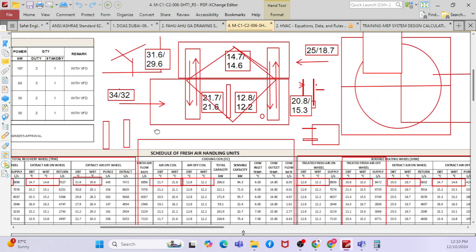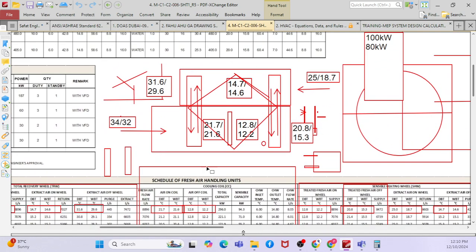Now say for example, I have shown one picture here. This is a picture, right? In this picture, you can see the outside temperature is 34, 32, which is coming from outside to this wheel, the first wheel called the enthalpy wheel. Now from the return from the space, assume that it is 25, 18.7, or whatever the temperature coming from the space.